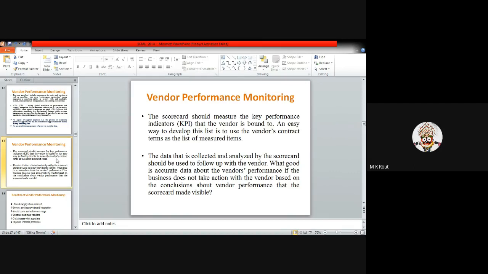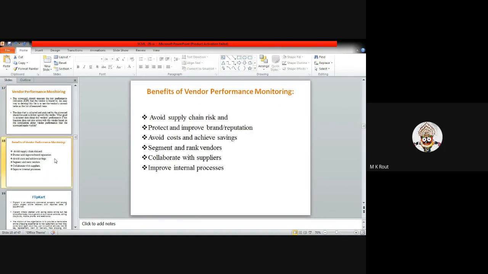What good is accurate data about vendor performance if the business does not take action with the vendor based upon the conclusions about vendor performance that the scorecard made visible? And finally, the benefits of vendor performance monitoring. These basically include avoiding supply chain risks, protecting and improving brand reputation, avoiding cost and achieving savings. The next are segmenting and ranking vendors, then collaborating with suppliers and improving internal processes.